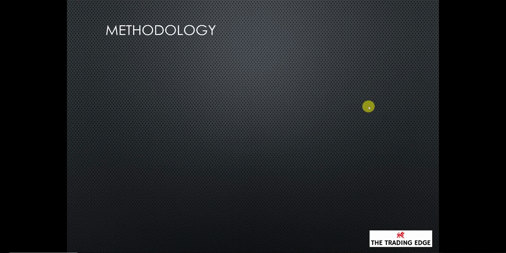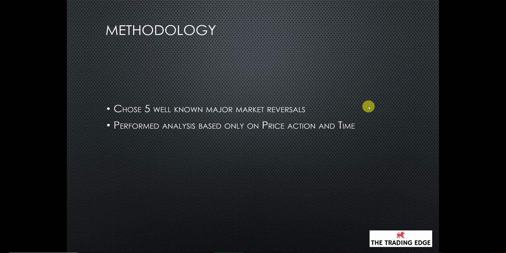What is the methodology, and what did I do? First of all, as I just talked about, I chose 5 well-known major market reversals. I didn't try to cherry pick these. I didn't try to find the, quote unquote, best major market reversals that fit my paradigm for what I think reversals should look like. Rather, I just chose 5 well-known ones because I think these are all reversals that people have heard of and that they can relate to in some form or fashion. So just topically interesting. Number 2, I performed my analysis only looking at price action and time.